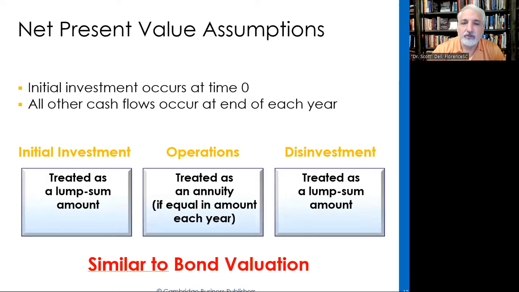So our assumptions: initial investment occurs at time zero. So we get today as we make the investment. All the cash flows are at the end of each year. So we are annualizing and taking end of year valuation of those cash flows. Initial investment is a lump sum today. Operations treated as an annuity if equal in amount each year, and they could be varied or they could be the same. So annuity if they're equal. Otherwise, we have discounted cash flows for each of those different dollar amounts back to today. And finally, the disinvestment. And as I said, it was similar to when we did the bond analysis previously.